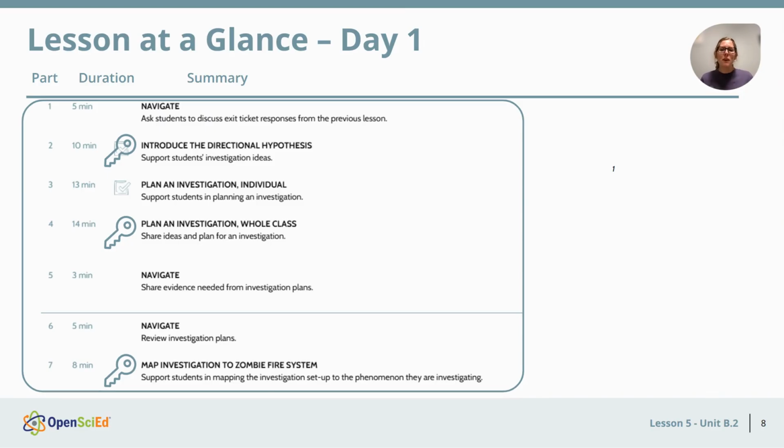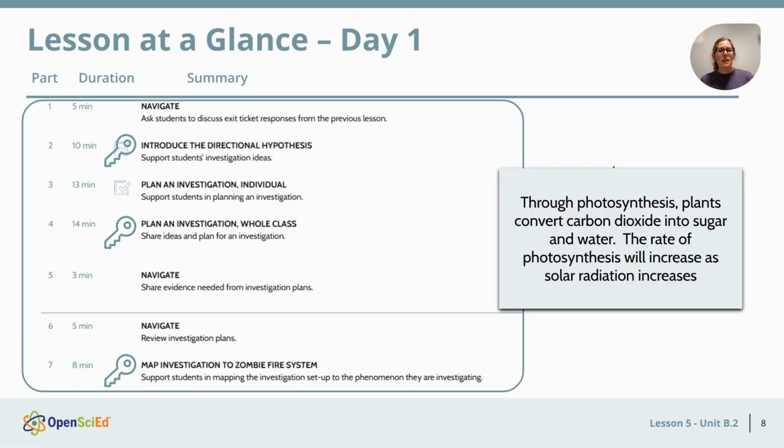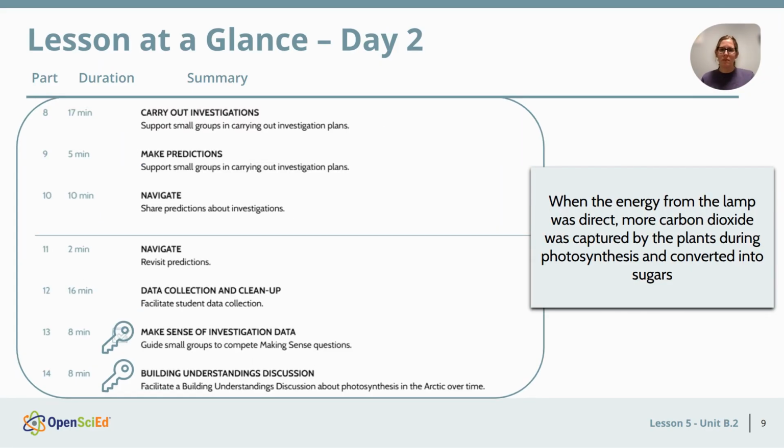In sense-making loop 1, we're going to open with discussing the exit ticket responses from the previous lesson. Then we're going to introduce the directional hypothesis. They'll plan the investigation individually, then we'll come together as a whole class to plan the investigation, and then we'll map that investigation to the zombie fire system. Students are going to figure out that through photosynthesis, plants convert carbon dioxide into sugar and water, and the rate of photosynthesis will increase as solar radiation increases. And we wonder if the lab will support the hypothesis that we developed.